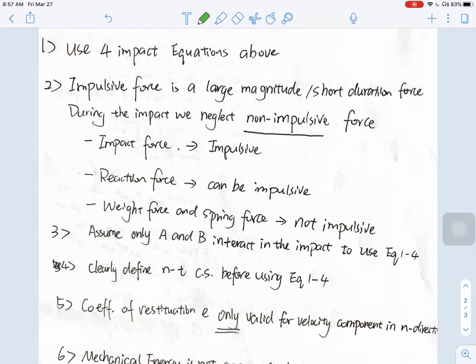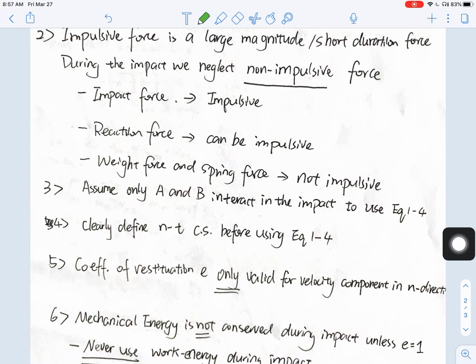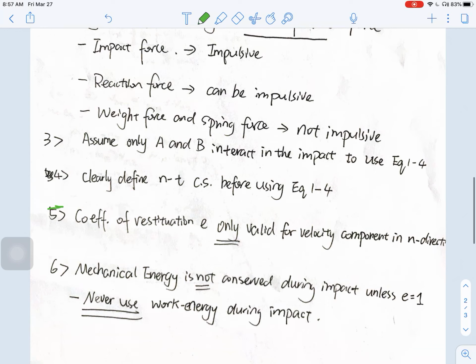Third, assume only A and B interact in the impact to use equations 1 to 4. If they don't interact with each other in the impact, you can't use equations 1 to 4. Before you analyze and solve everything, you need to clearly define the coordinate system N and T. Don't mix up the directions. Make sure you find the right direction for N and T before you use equations 1 to 4. The coefficient of restitution e is only valid for velocity components in the N direction, so make sure all the velocities in e are in the N direction only.